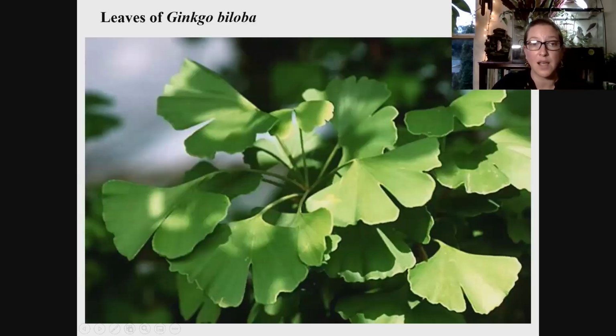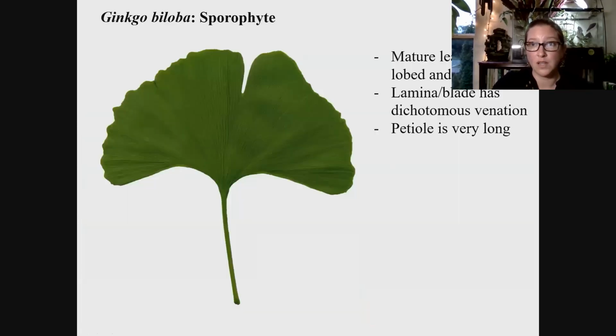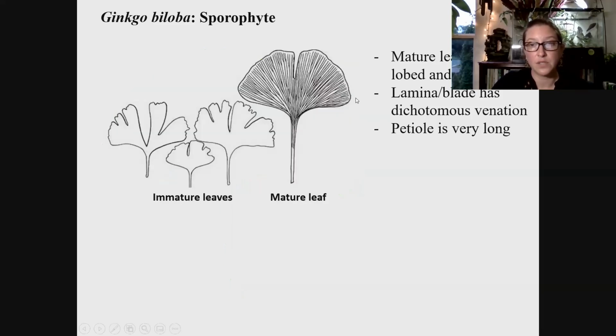Here's what the leaves look like. They kind of look like fans. Here's one leaf. So they are fan-shaped. We say that they're bilobed because they have one, two lobes. Notice that this leaf has lots of veins in it because it's a megaphyll, right? That's what a ginkgo leaf looks like. It has a very long petiole.